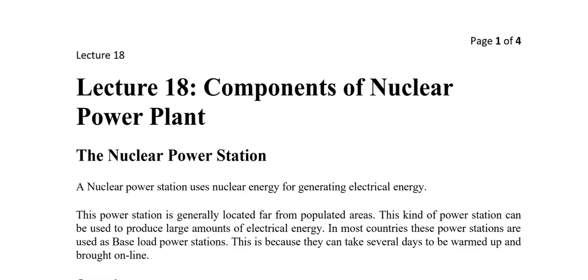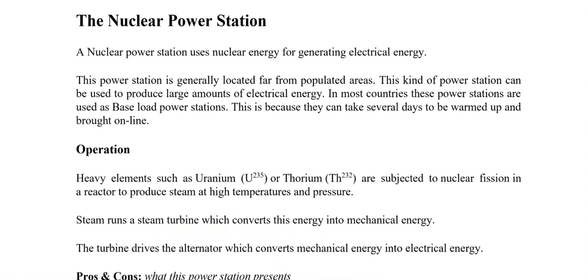But as we have discussed in our introductory lecture, the main aim of these lectures was to produce electricity out of nuclear power plants. So now in this lecture, we will be studying the different components of nuclear power plants. Normally, nuclear power plants are located far from populated areas. The power station can produce a large amount of electric energy.